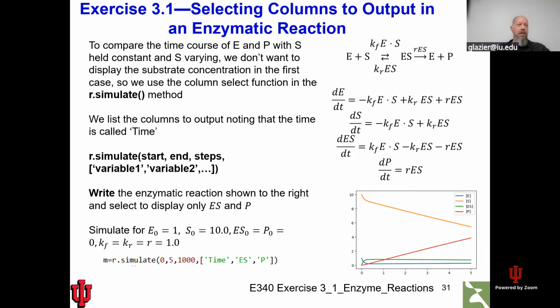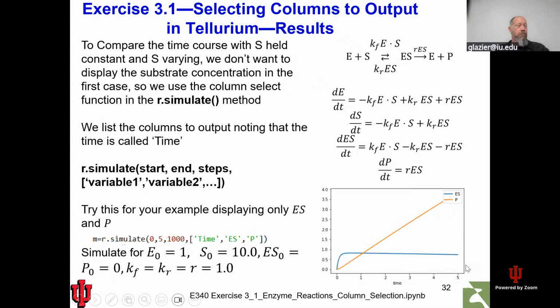Now what you'll see is that S here is decreasing and P is going up. And so if you only plot ES, well, ES and P isn't a great choice, but if you plot S and ES, then you'll see the blue and the green lines in more detail. Okay, so this exercise was just in column selection. If we plot just ES and P, you should see these two.